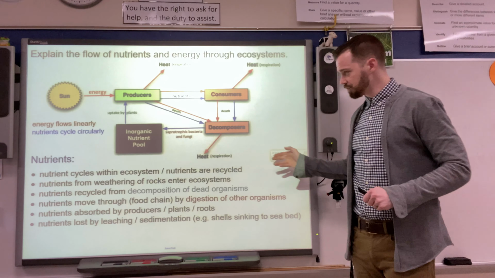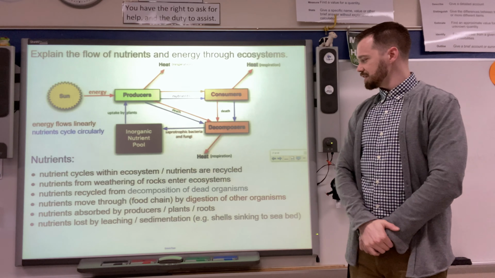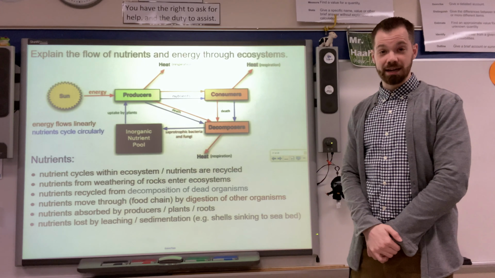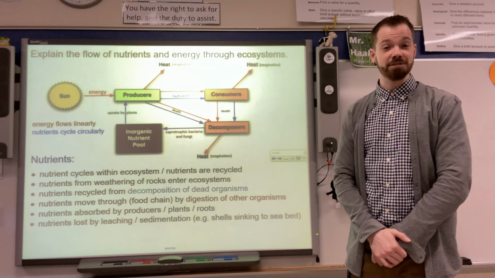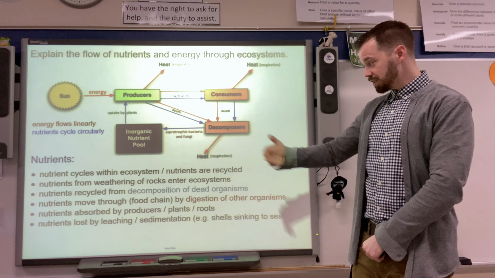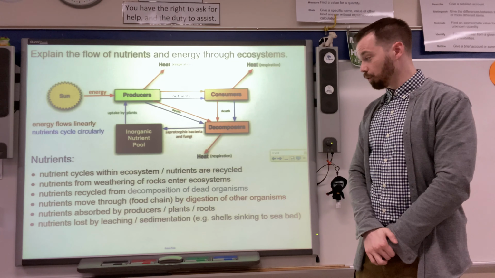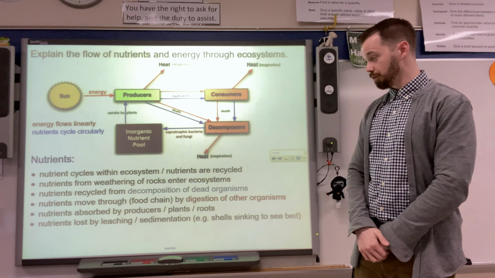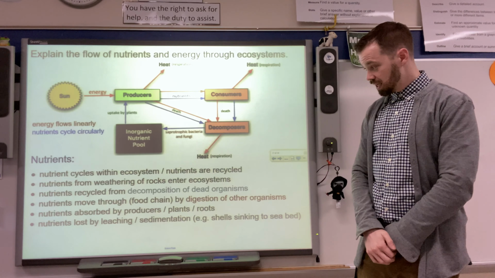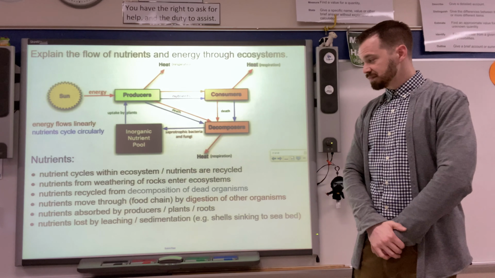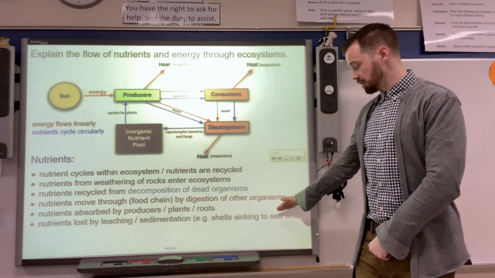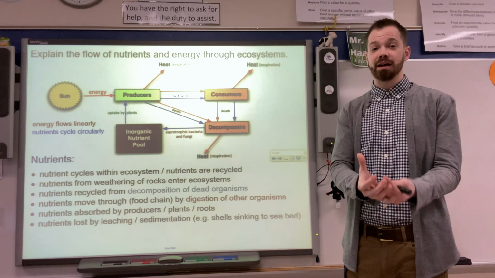So there's a summary of these steps right here. I'll just read them for you. Nutrients cycle within an ecosystem as nutrients are recycled. Nutrients from weathering of rocks can enter the ecosystem. That harkens back to the phosphorus cycle. Nutrients recycled from decomposition of dead organisms. Nutrients move through the food chain by digestion of other organisms. Nutrients are absorbed by producers, plants, and roots from the inorganic nutrient pool. And of course, nutrients can be lost by leaching or sedimentation. In other words, they can return back to rock in the earth.